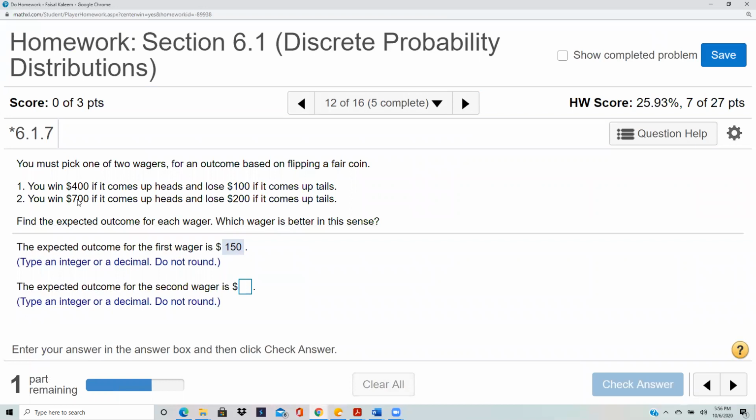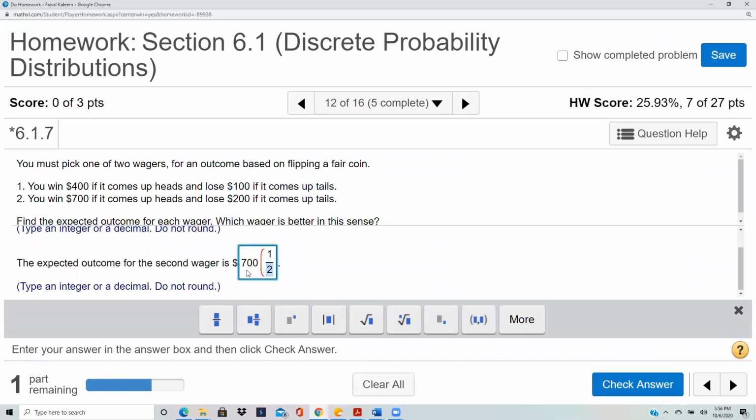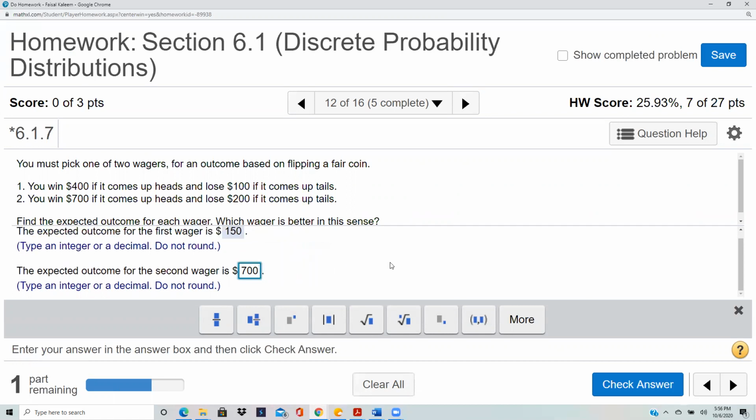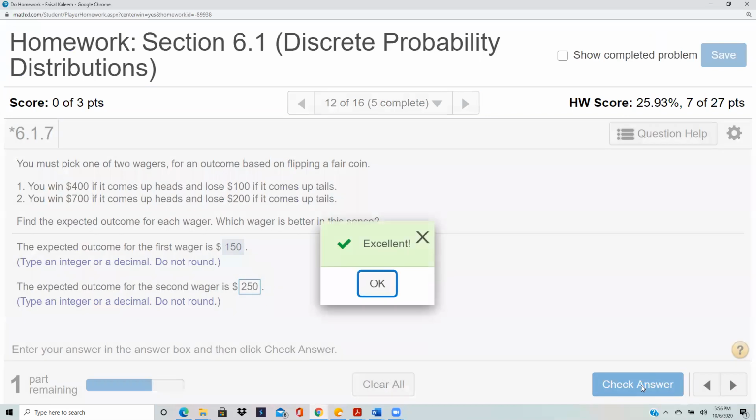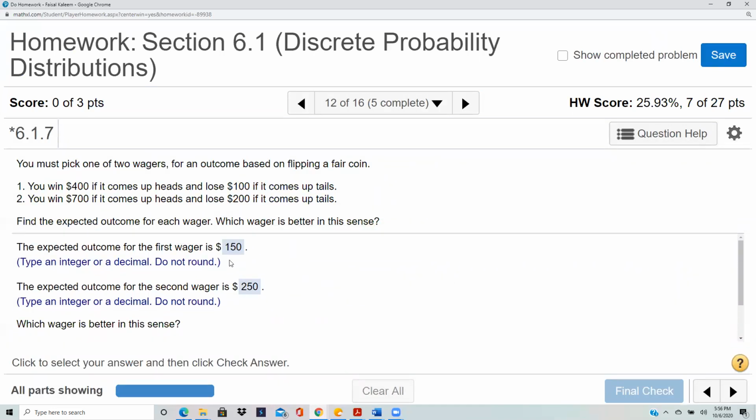And now for the second one, it's 700 for the win, so 700 for the head. And then you lose 200, so minus 200 for the tail. And that'd be 350 minus 100, so that would be 250 total. And you take the one where you have more expected value.